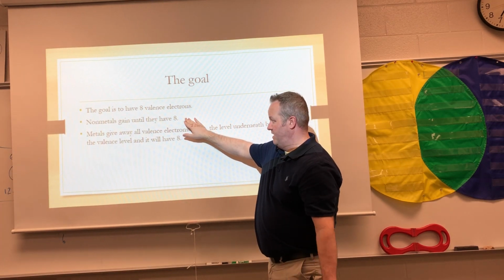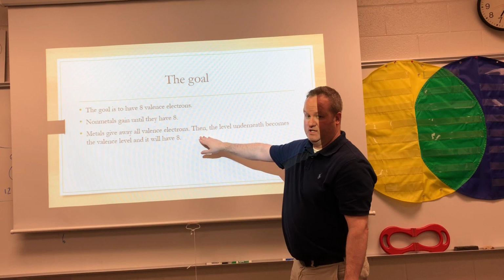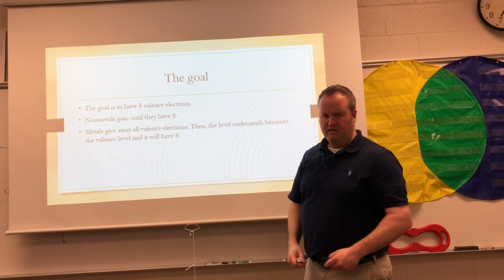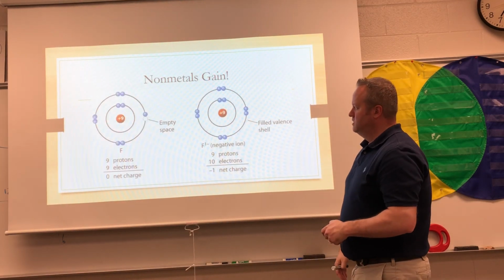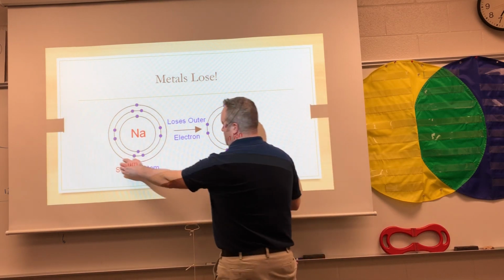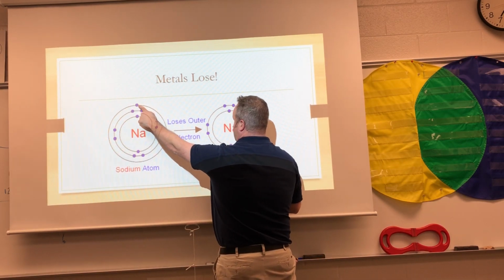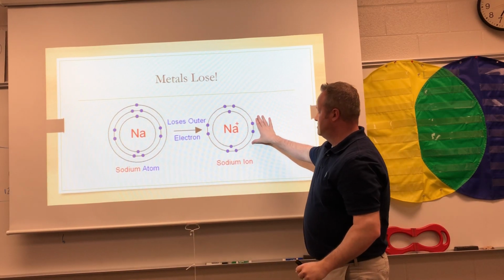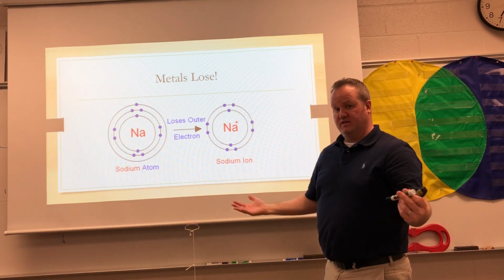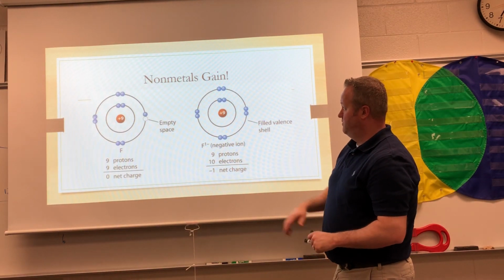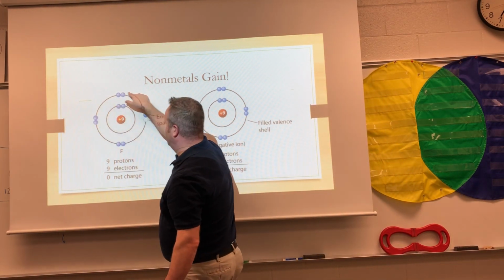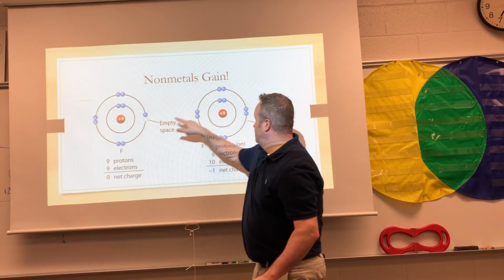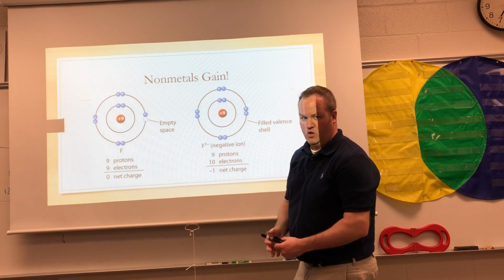Nonmetals will gain until they have 8. Metals will give away all valence electrons. Then the level underneath becomes the valence level, and it will have 8. So the word valence means the outside level. So let's look at this. Right here we have sodium. Look what happens if that 1 electron leaves: you can see that underneath it has 8. And so now sodium has 8 valence electrons, just like those noble gases. In the case of fluorine, it did have 7 on the outside, and again we call that the valence energy level. And if it gains 1, it will then have 8, just like the noble gases.